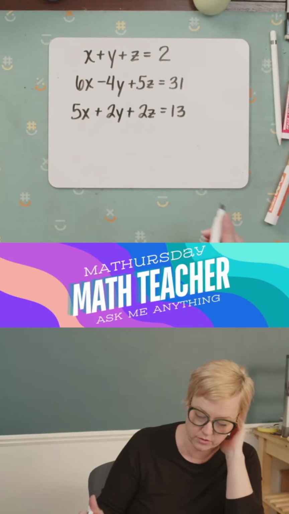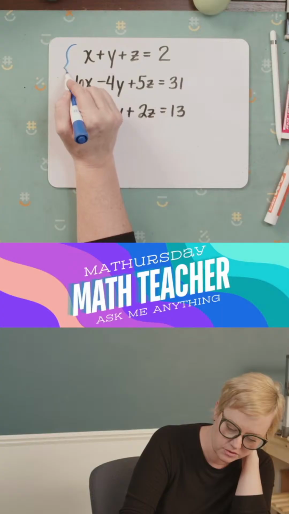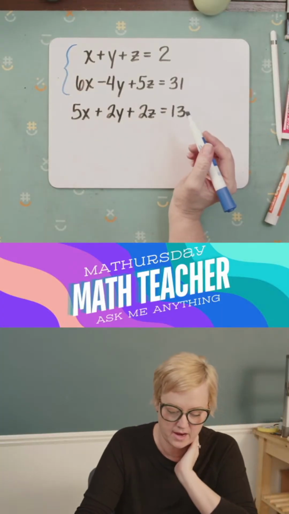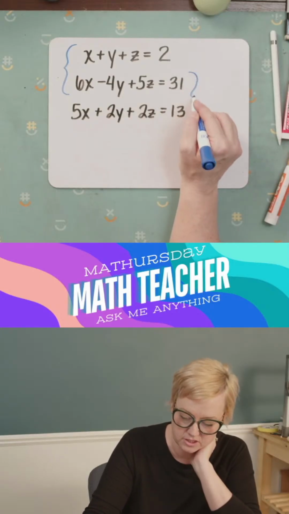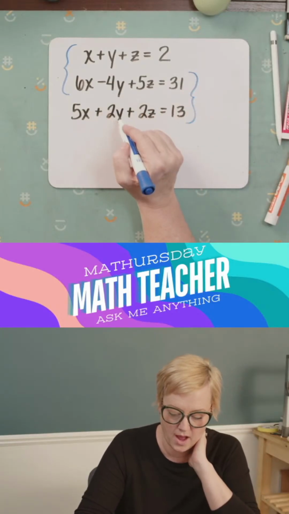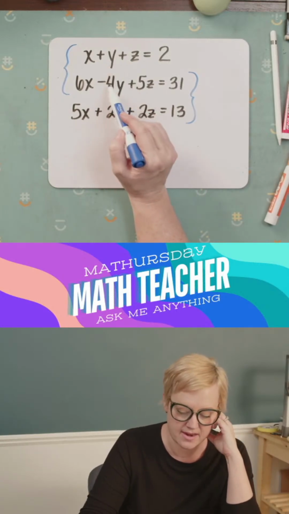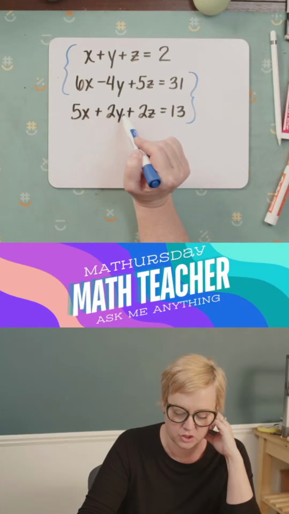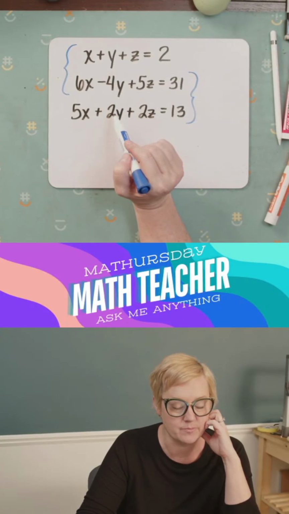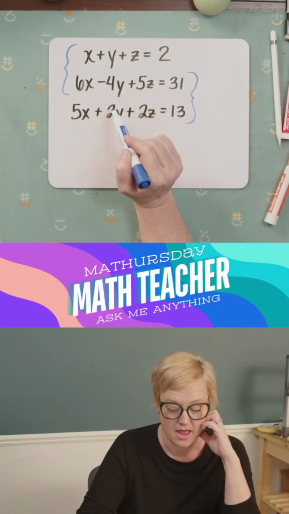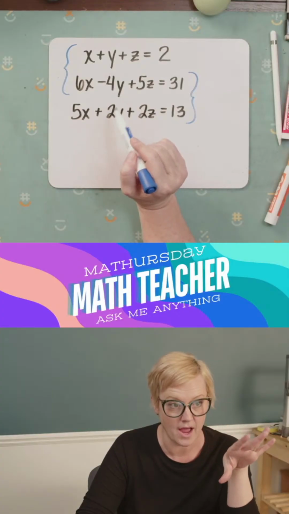So when we're looking at this, it doesn't really matter which ones you do, but I'm going to look at these two. I'm going to use these two first, and then I'm going to use these two. And I'm going to get rid of the y. The reason why is that I've got y here, I've got negative 4y, and I've got plus 2y. Those coefficients are really nice because first of all, I've got a negative there. If I multiply this one by 2, I can combine those to get rid of the y's.